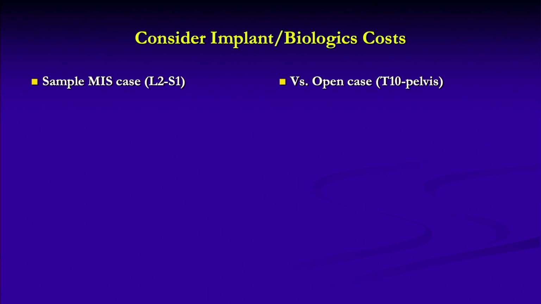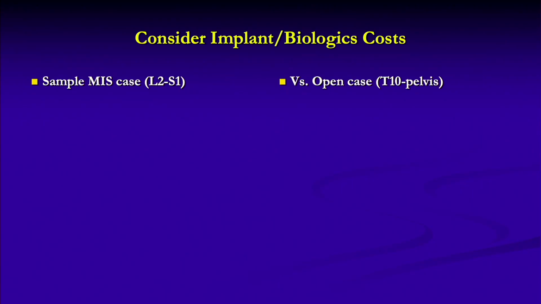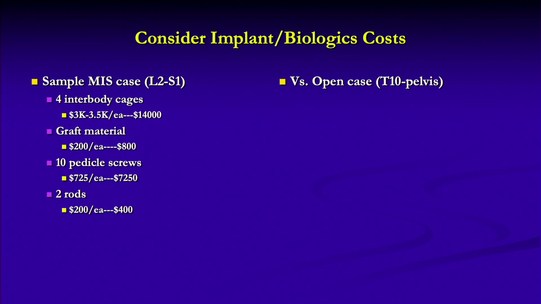But if we look at today's numbers, sort of real life consideration, and again, I'm going to use sort of a best I can propensity matching, assuming that we can do a case with fewer levels MIS with a similar deformity versus an open case. And this is a comparison of the MIS data set. Here are some of the relatively current costs.